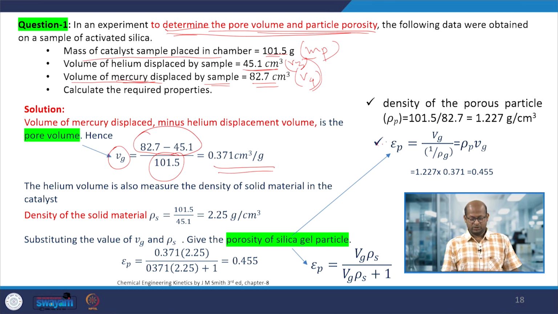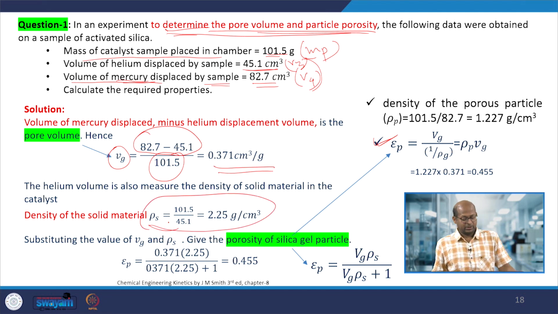Even porosity we can also measure if we know the solid density. The amount of material in grams we know, and the volume of helium displaced is 45.1.